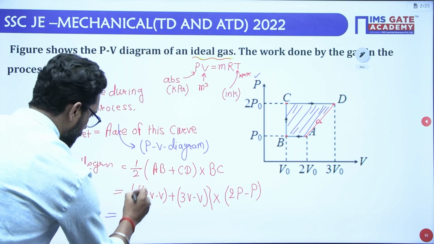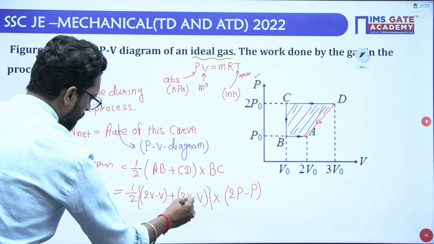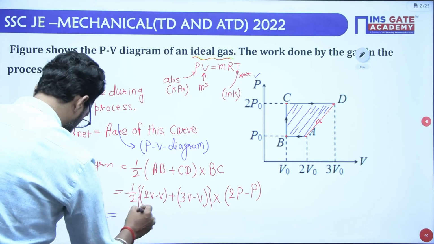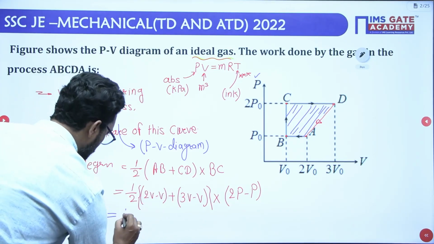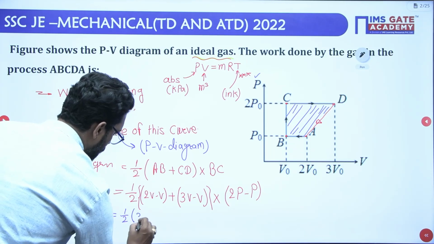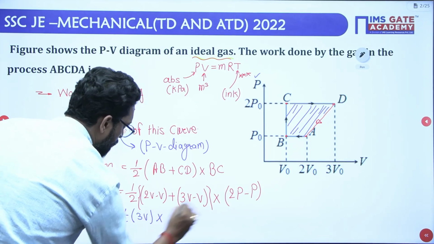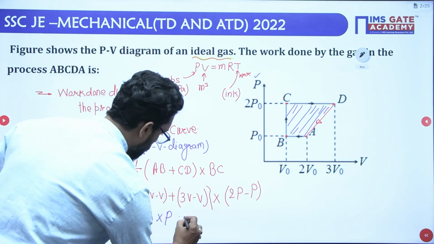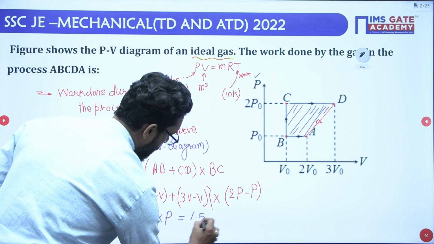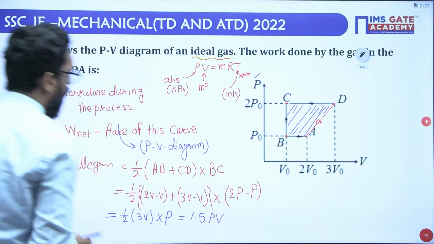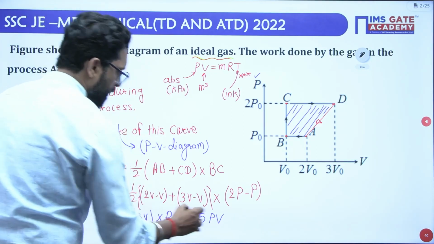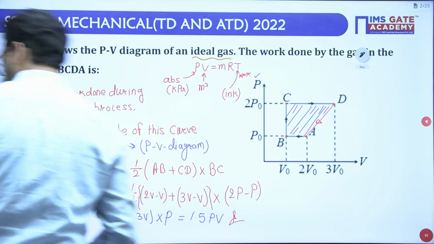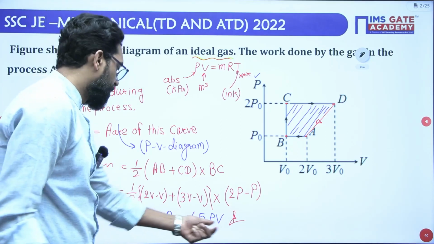If you resolve, this is half, V plus 2V, that means half of 3V into P. So how much is it? It is 1.5 P into V. And this is the option in the question. So this is your answer. If you have the pressure value, multiply it and find the work.